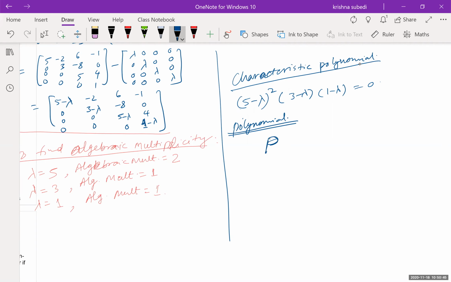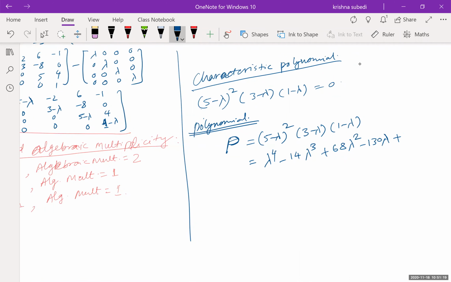The polynomial is given by this, let me represent that by P, which is (5 minus lambda) squared, (3 minus lambda), and (1 minus lambda). If you multiply all those factors, you will get lambda power 4 minus 14 lambda cubed plus 68 lambda squared minus 130 lambda plus 75 equals 0. So this is called the characteristic polynomial.